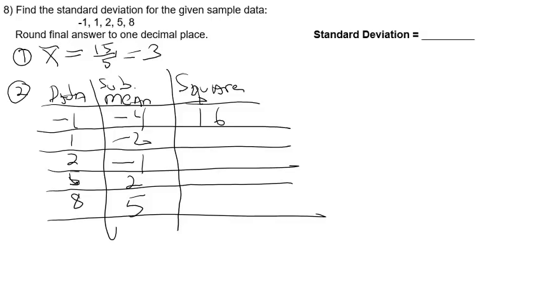-4 squared is 16. -2 squared is 4. -1 squared is 1. 2 squared is 4. 5 squared is 25. Then I'm going to add up this column.